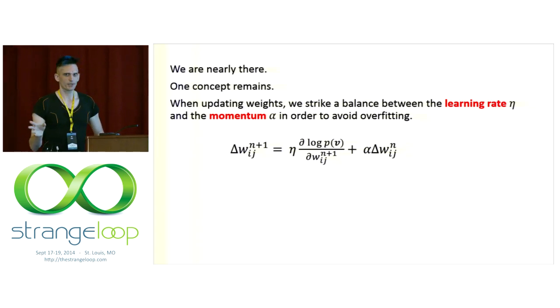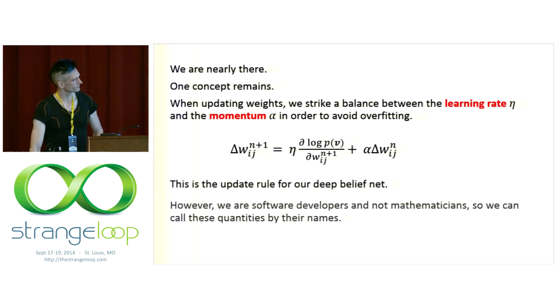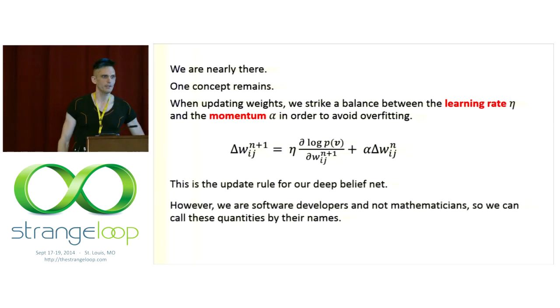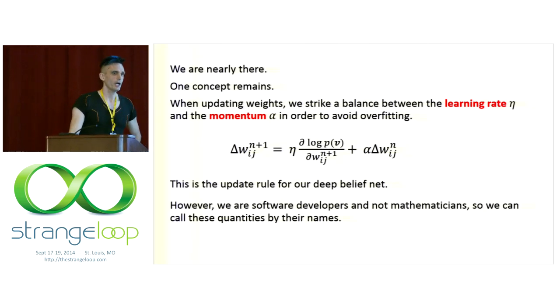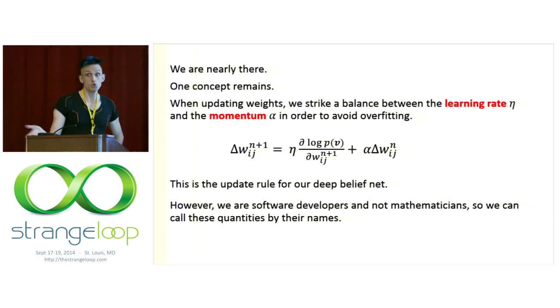Now I've seen a MATLAB implementation of a deep belief net that had etas and alphas actually written in the code. To which I say, well, look, we're not mathematicians, we're software developers, right? I've got a better name. If you're going to have a learning rate which is eta and a momentum which is alpha, how about a better name for that, which is learning rate and momentum?